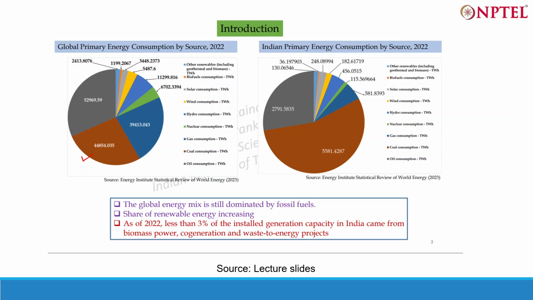So they don't operate at all times, so there can be some if and buts also, some trade-offs also. So these things are there. And as of 2022, less than 3% of installed generation capacity in India comes from biomass power, cogeneration, and waste to energy projects. Okay, so still we are having a lot of push for anaerobic digestion. We are having a push for using biofuels, but still, as of 2022, they contribute less than 3% in the total installed capacity of India.